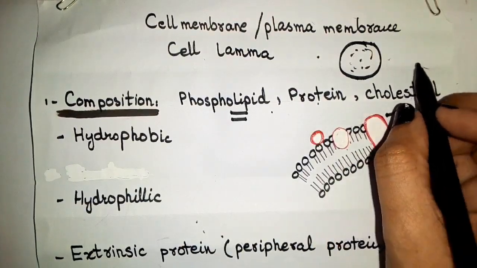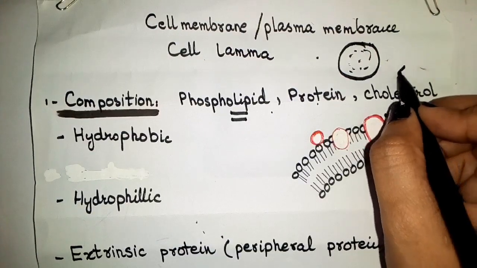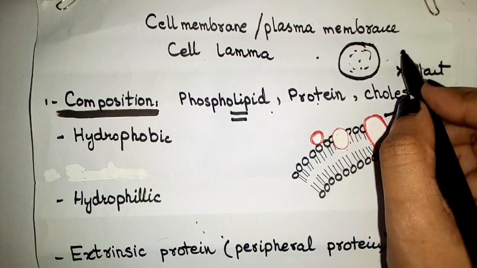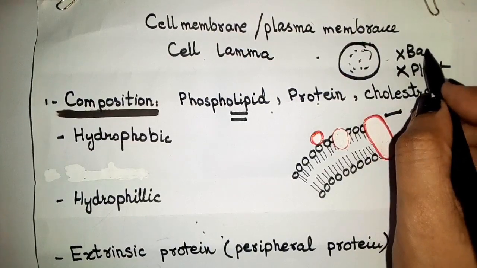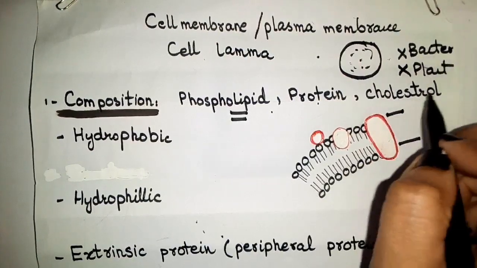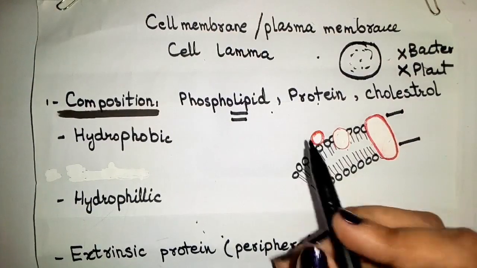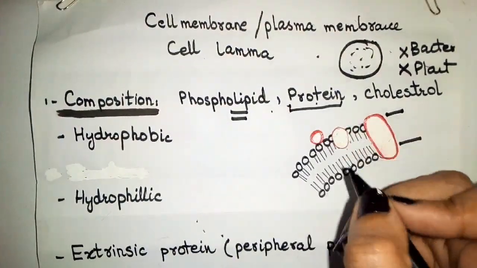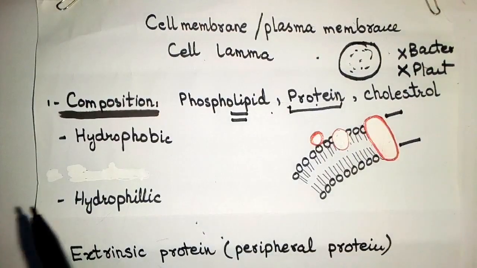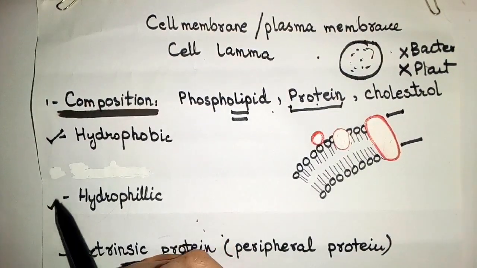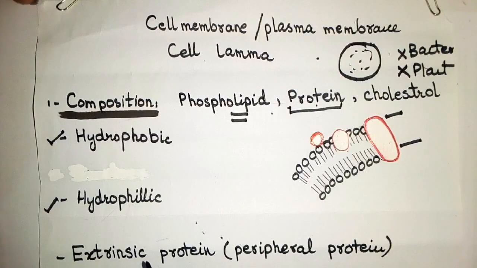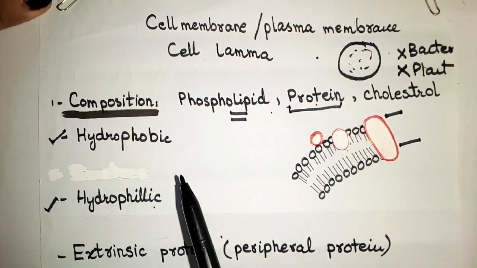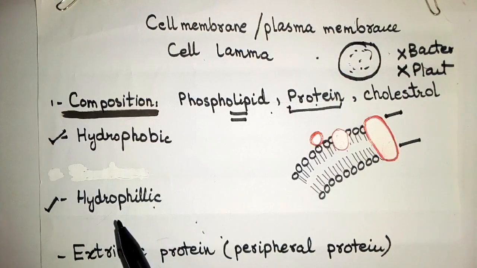Now here I am going to mention that cholesterol is not present in plant cells and not present in bacterial cells. So it is mentioned here. Otherwise, the quantity of protein can vary from cell to cell. Now there are two main perspectives of the cell: cell membrane is hydrophobic and hydrophilic in nature.